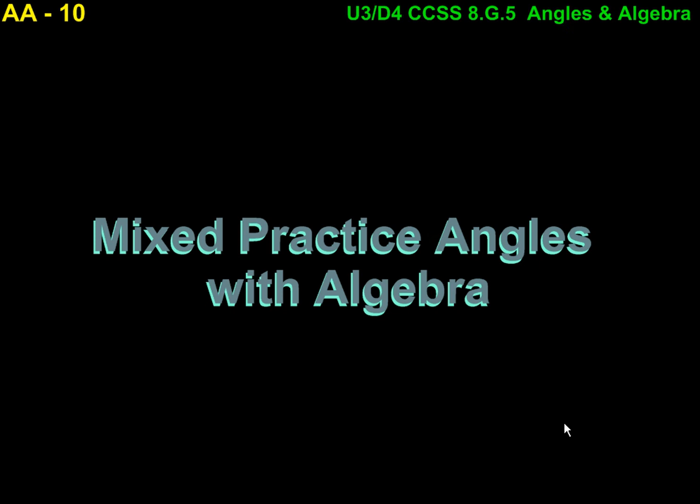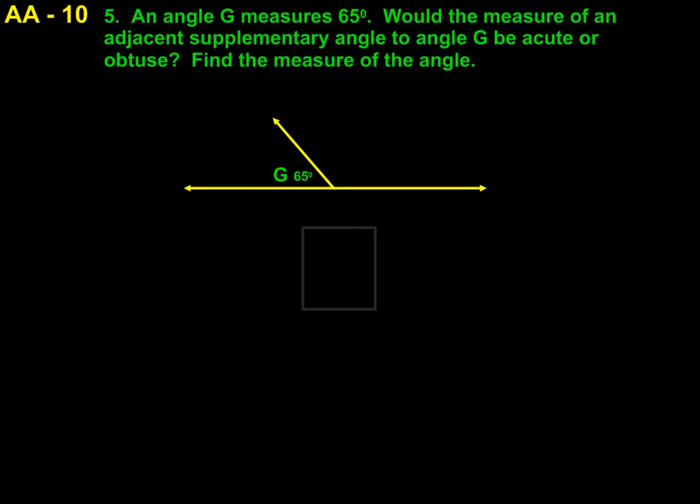Tonight's homework is AA-10, Mixed Practice Angles with Algebra. We'll start with question number 5. An angle G measures 65 degrees. Would the measure of an adjacent supplementary angle to angle G be acute or obtuse? Find the measure of the angle.